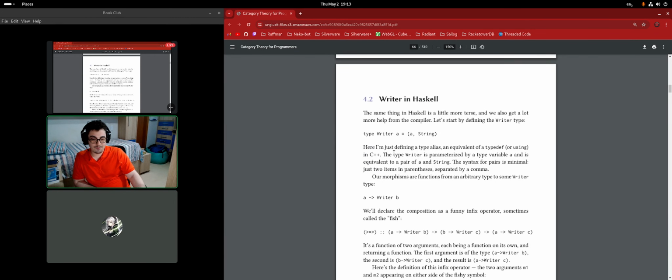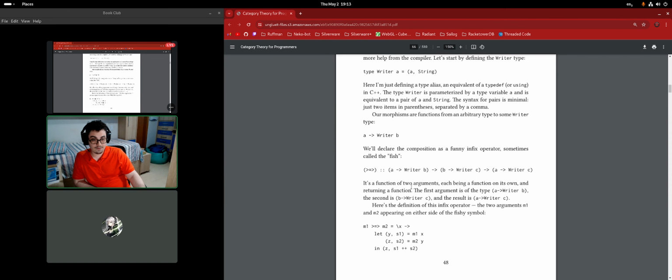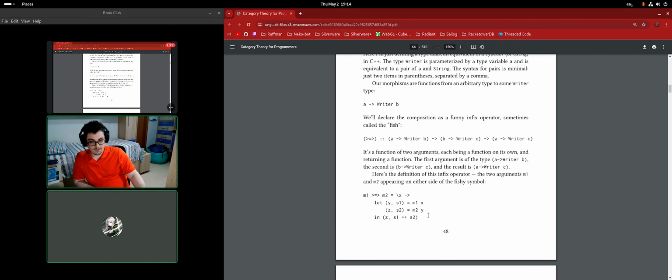Yeah. And then we're gonna do the same thing but in Haskell. And then there we have the famous fish operator that allows us to compose the writers. It's not surprising that its implementation is like this. It is supposed to be like that.